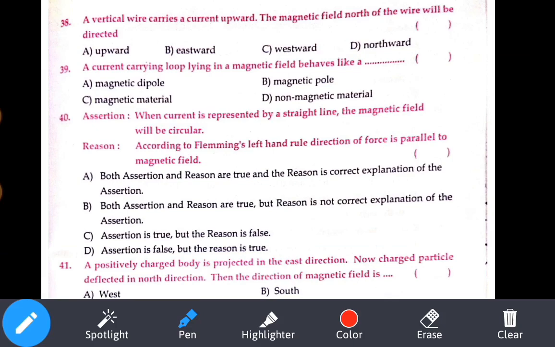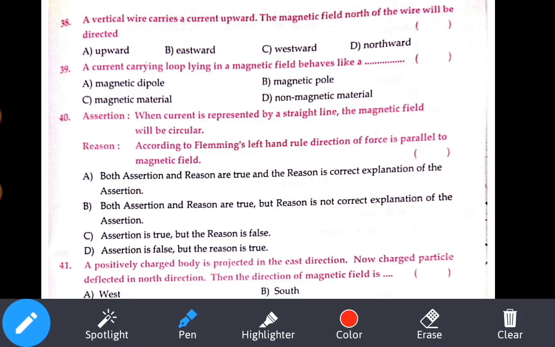A vertical wire carries a current upward. The magnetic field north of the wire will be directed how? Current is moving in the upward direction.